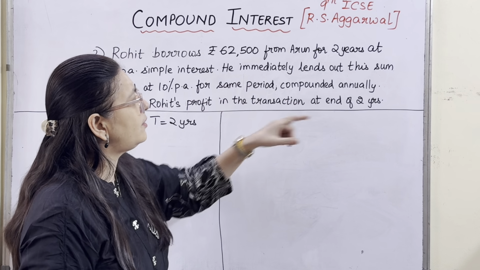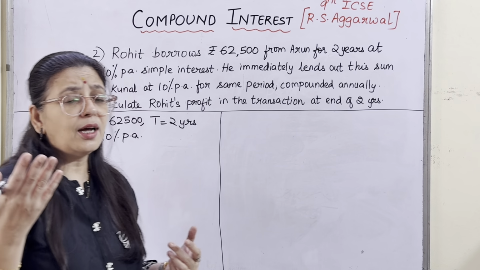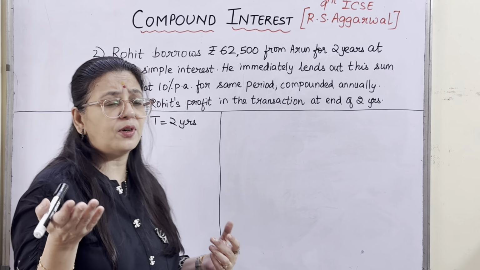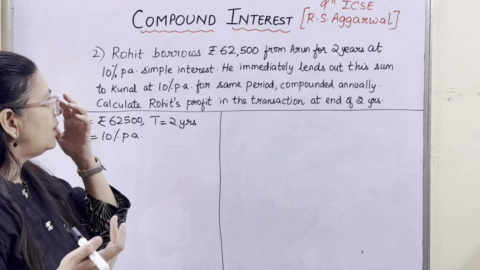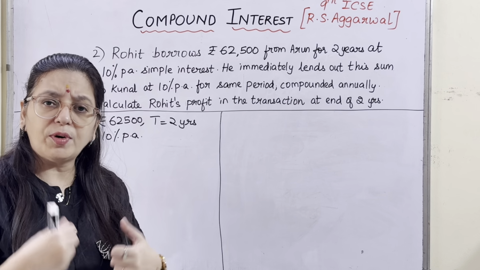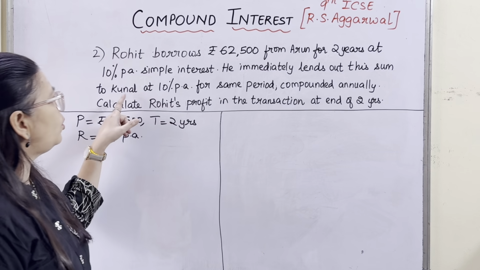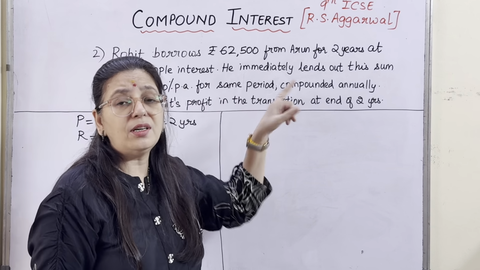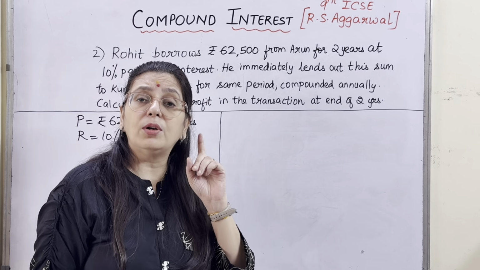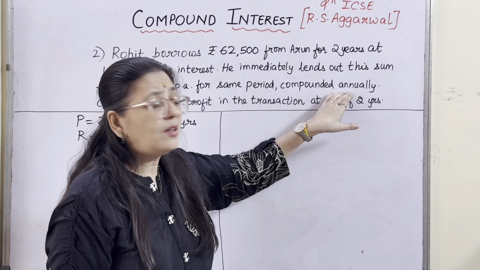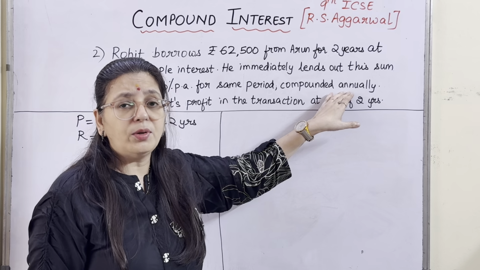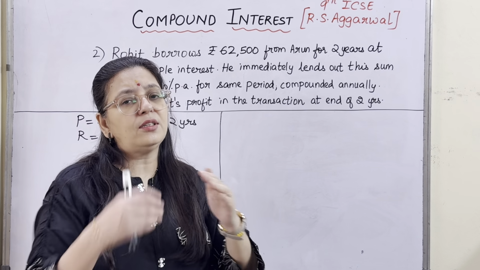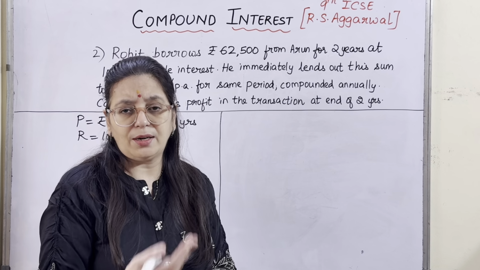Then what does he do? He immediately lends out this money to Kunal. I told you how the money lenders work. They work on this principle only. So whatever amount he borrowed from Arun, he lent that amount to Kunal at 10% for the same period. But over here, he lent it out on compound interest, which is compounded annually. Compounded annually means every year the compound interest is being calculated.